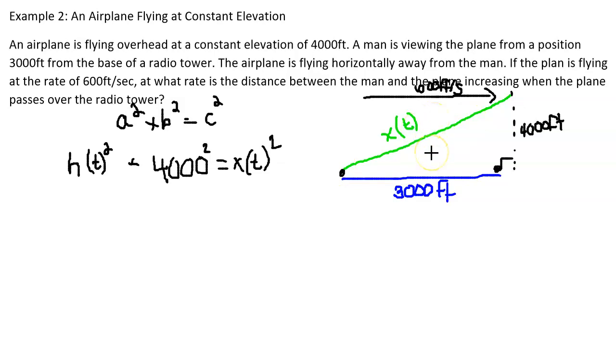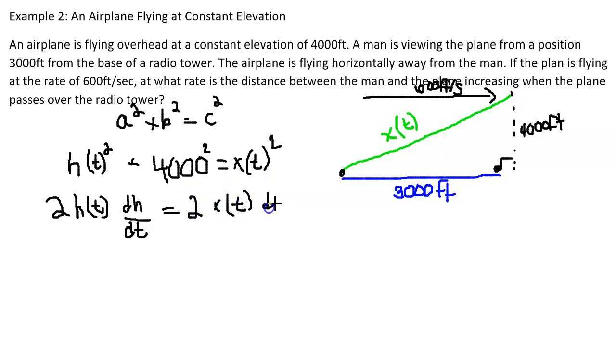So from here, we're ready to move on to the derivative step. And we're going to be doing power rule, chain rule. We've got 2 h of t, dh dt. The derivative of a constant is just 0, so we'll just skim over that. And then we have 2 x of t dx dt.